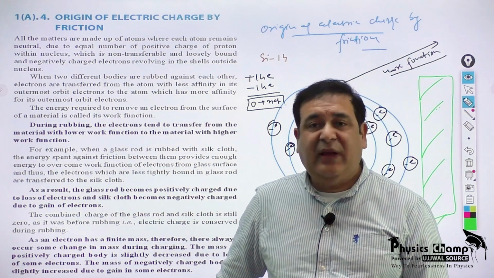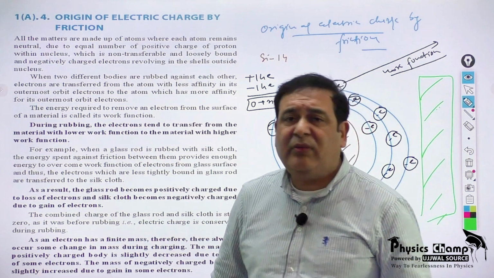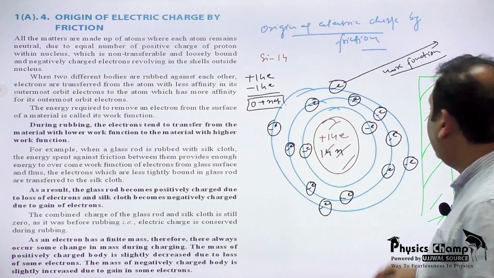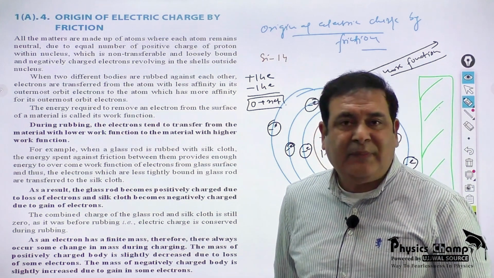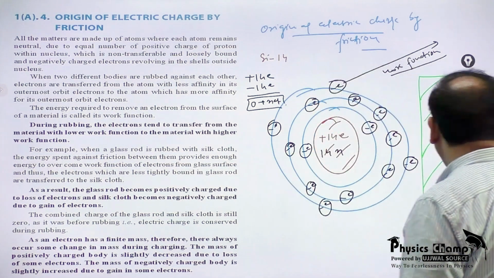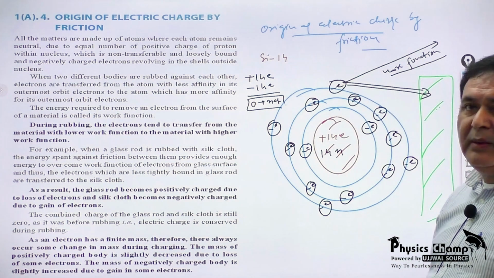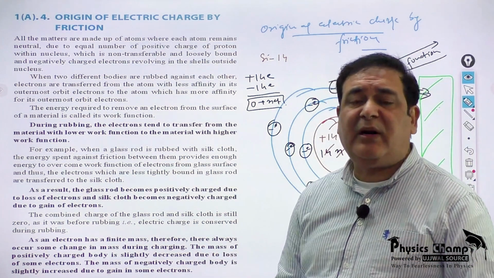But say in a condition if the work function of the electrons of silicon is less and the work function of the electrons of this material ABC is more, and when they are rubbed against each other, then it is more likely that the electrons from the silicon will transfer here. And just imagine that one electron from one silicon atom transfers.